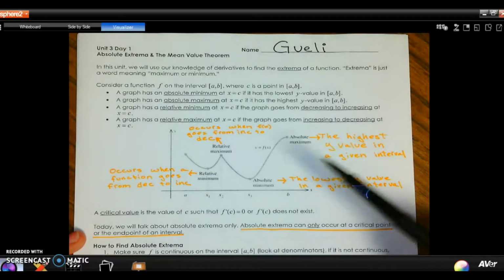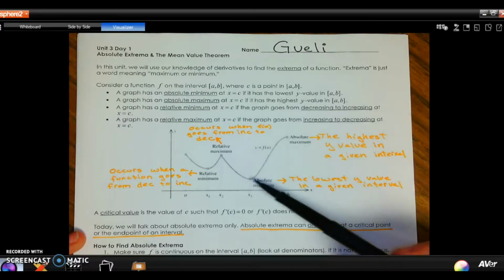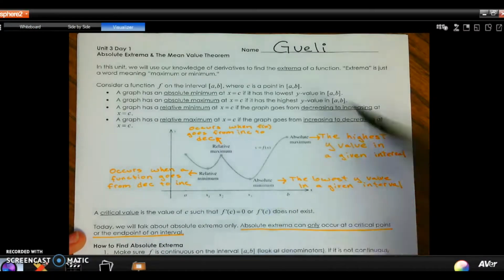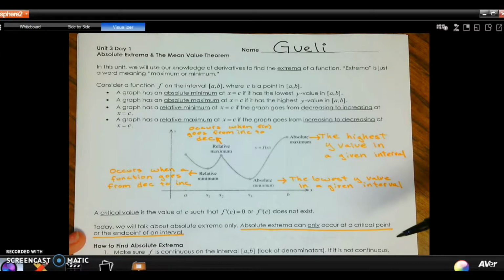If you were given the graph, it'd be easy to figure out the absolute maximum and minimum, but our goal is to be able to figure out where an absolute minimum or an absolute maximum occurs without the graph. So visually, if you did have it, the absolute minimum is the lowest y value that occurs in a given interval, and the absolute max would be the highest y value in the given interval.